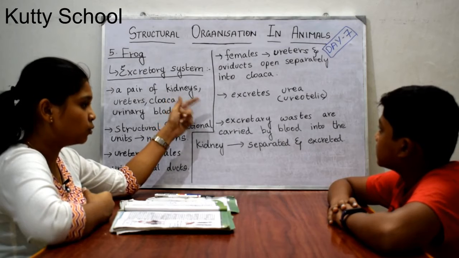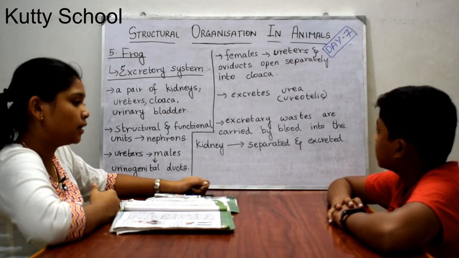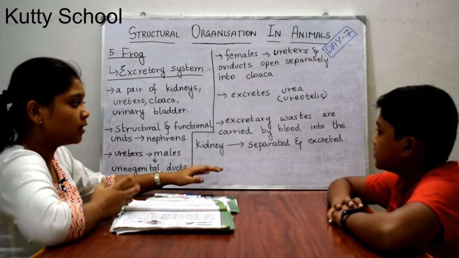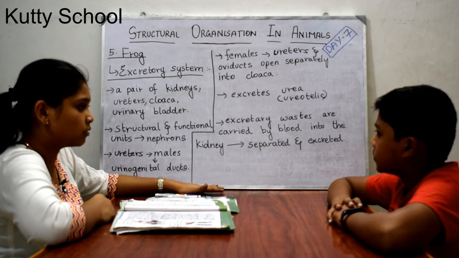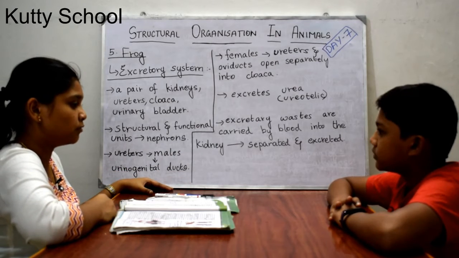It excretes urea, and excretory waste is carried by blood into the kidney. The kidney separates the blood and the excretory products, which then travel to the ureter. So this is generally the mechanism of the excretory system in frogs.